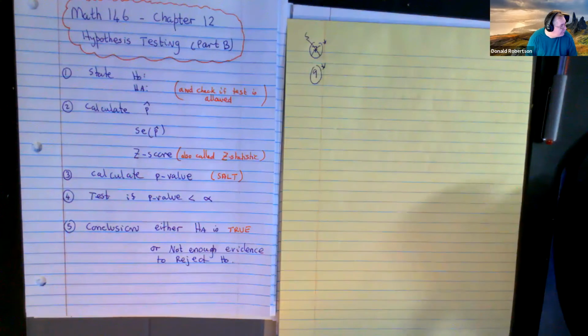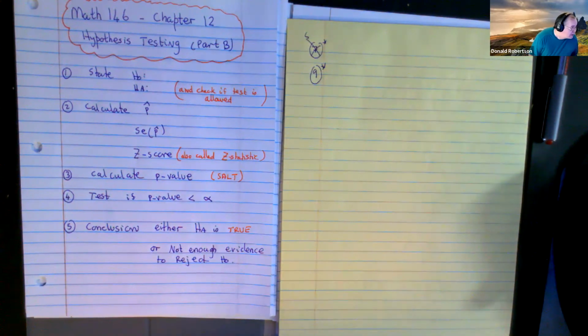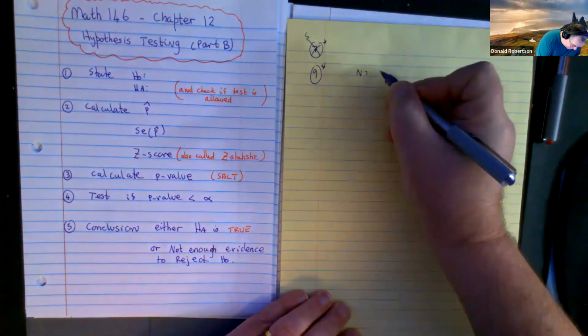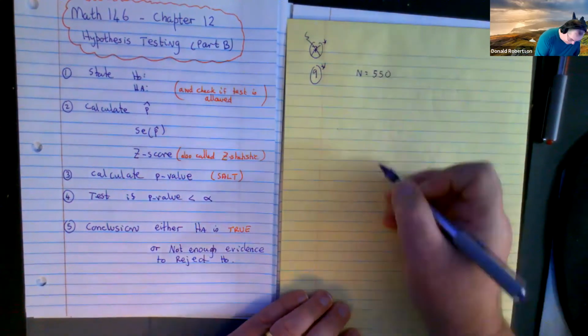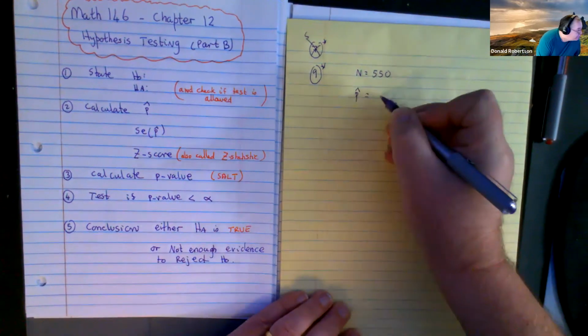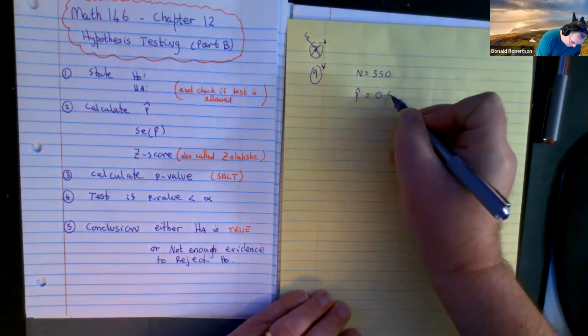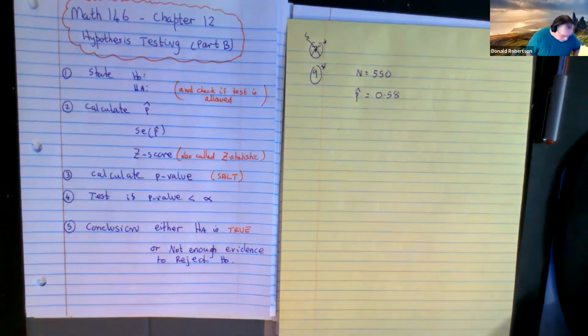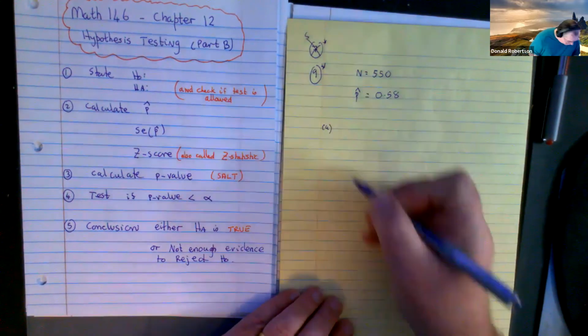A certain magazine reported that in their survey of 550 randomly selected adult American Catholics, 58% answered yes to the question, do you favor allowing women to be priests? Okay, so keep track of that. The sample size was 550. Out of that 550, 0.58 were in favor of women priests. We are now going to start our little process.